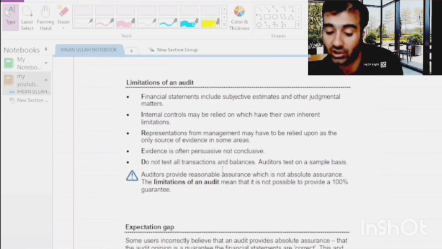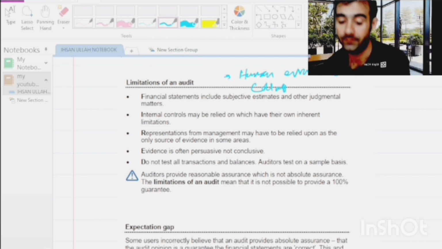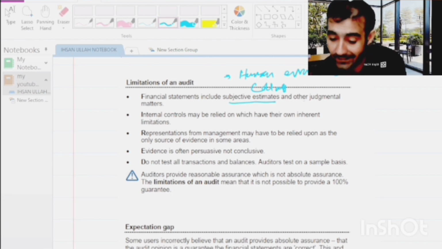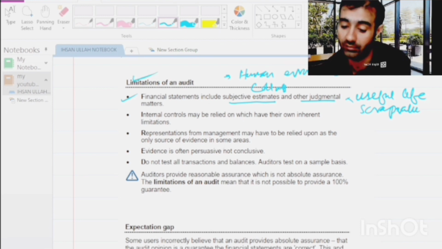Okay, and for limitations, there are a lot of limitations, but here we have that a human error may occur. There is a lot of uncertainty. And there are some other things like collusion of the auditors and management. So the financial statement includes subjective estimates and other judgmental matters like useful life. We estimate the useful life. We also estimate the scrap value. So there are a lot of estimates, and on that basis this is a limitation of the audit.